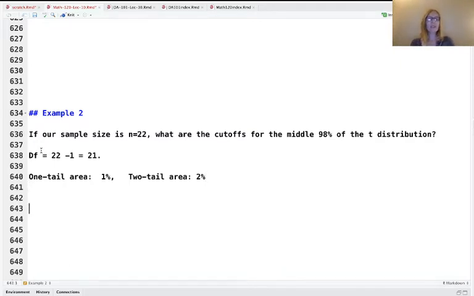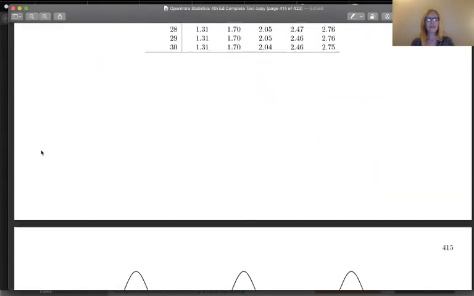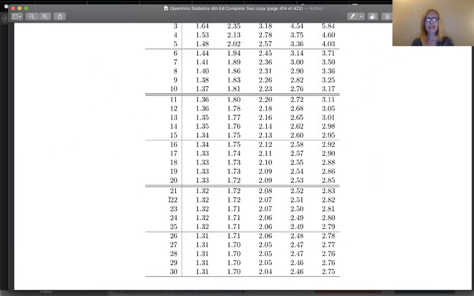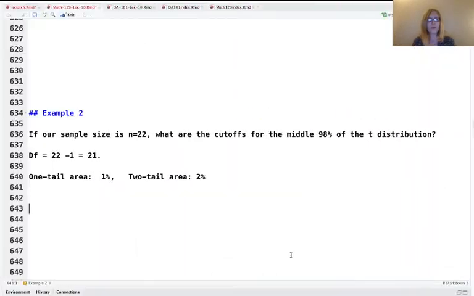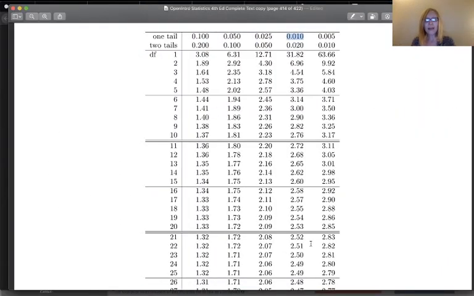Okay, cool. So let's go look at the table. Degrees of freedom is 22, so I see it here. And my one tail area is 1%. I'm going to highlight it now. You can see it there. That's the same thing as having a two tail area of 2%. And, oh, I forgot. What was degrees of freedom? 21. Here we go. Match them up in the table. That gives you a cutoff of 2.52.